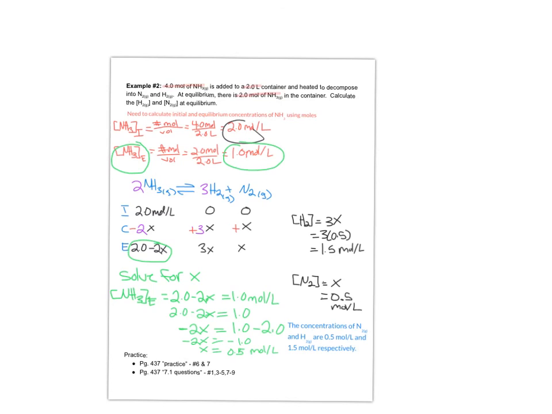Just because this note's a little bit all over the place, I'm just going to number your steps. Your first step is you need to calculate the concentrations. The second step is a balanced chemical equation. And then third is your ice table. The fourth step was to solve for x. And then your fifth step was to get the concentrations of what the question was asking you for.